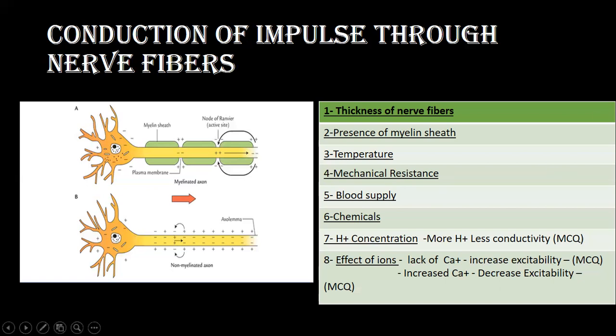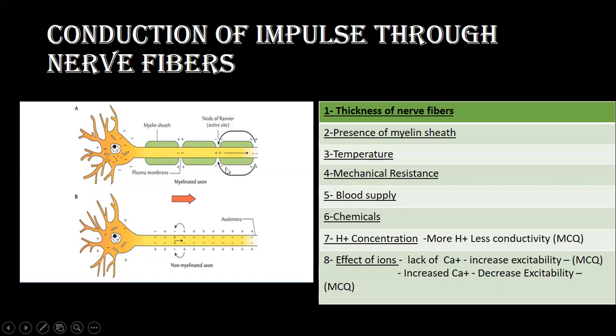Then when we talk about conduction, how conduction takes place, we have normally divided conduction into two types. One is continuous conduction, which you see in non-myelinated axons, and the saltatory conduction, which you see in myelinated axons.